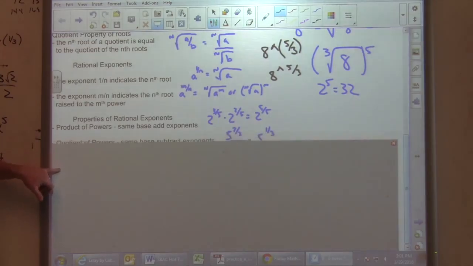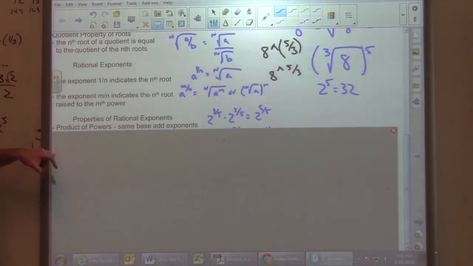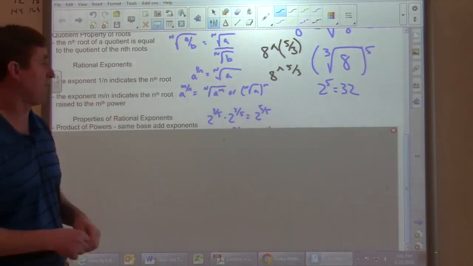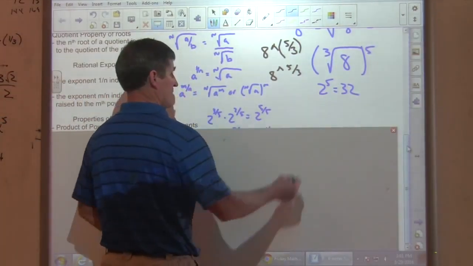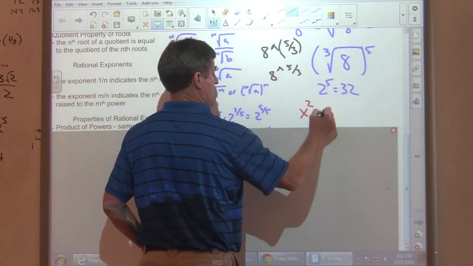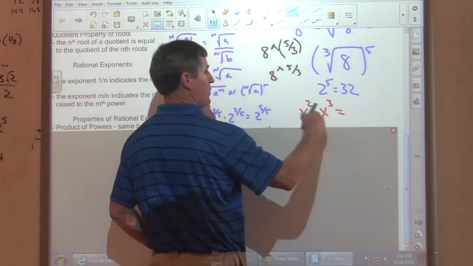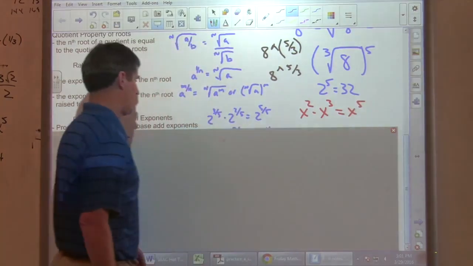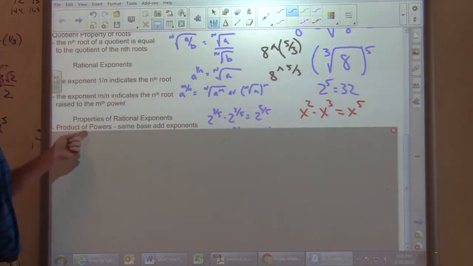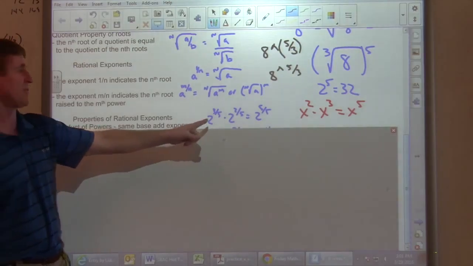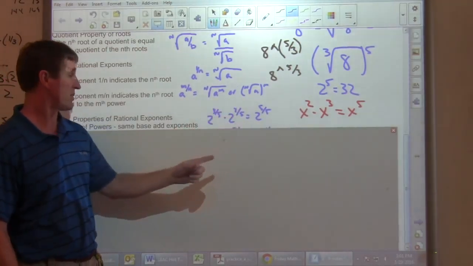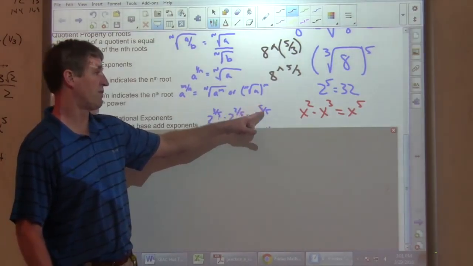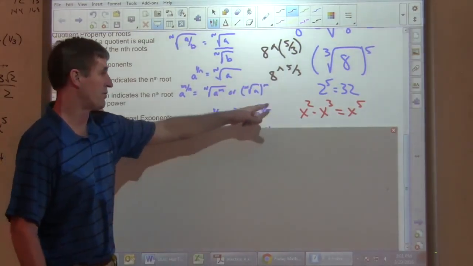So, properties of exponents. Now, these are all the same as everything we've done before. We just haven't done it with fractions before. As an example, x to the 2nd times x to the 3rd. Remember, when you multiply and the bases are the same, you add exponents. So x to the 5th. Well, it's the same thing here. Product of powers, same base, add exponents. The only difference now is that they're fractions. 2 to the 3/5 times 2 to the 2/5 is 2 to the 5/5, or 2 to the 1st, which would be 2.